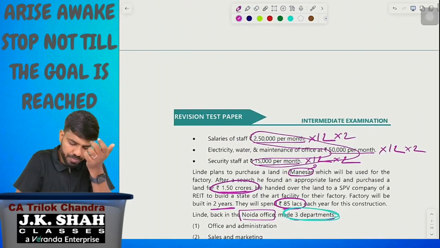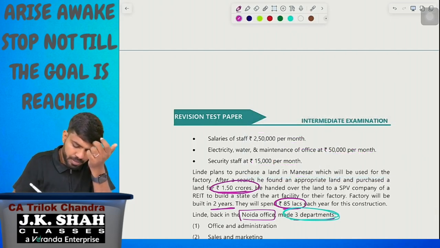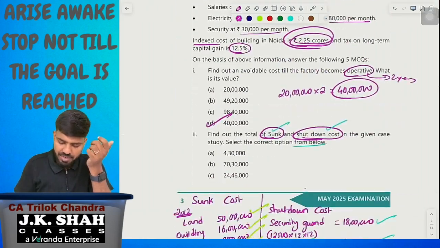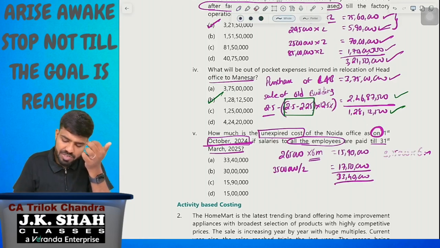Sorry, small correction. Here the point is 2,50,000, 15,000. This is not a salary. So 2,65,000 paid to the staff and security. 2,65,000 into 6 months, we'll be getting 15,90,000. This calculation is wrong. Okay, fine.